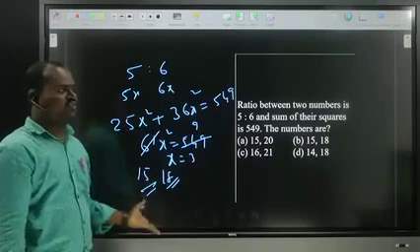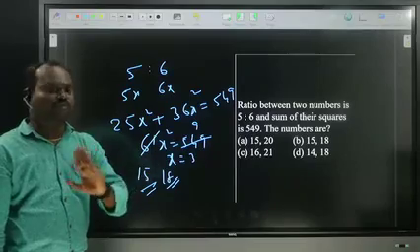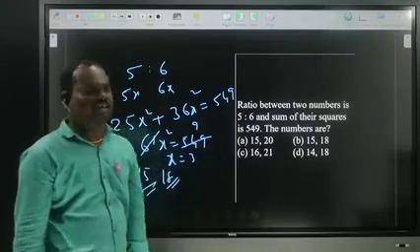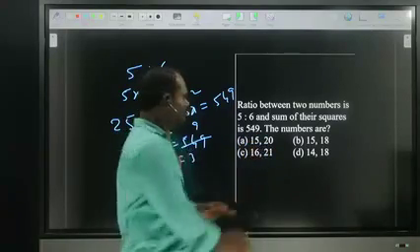So that is the procedure, or otherwise we can directly move through the options also. What is the condition? The ratio should be 5:6. Check it. Are you getting 5:6? 3 fives and 3 sixes are not suitable, so we can eliminate.